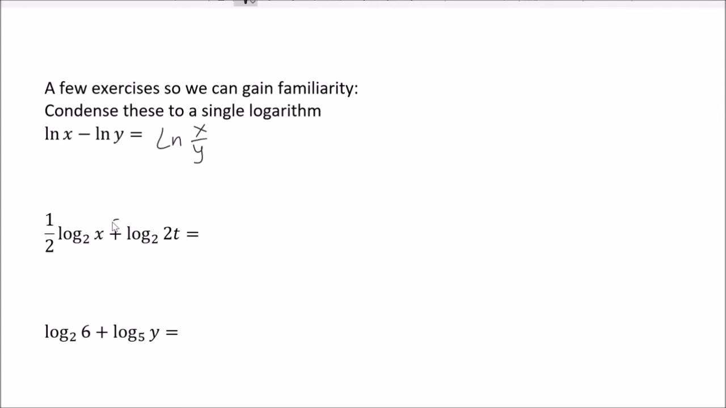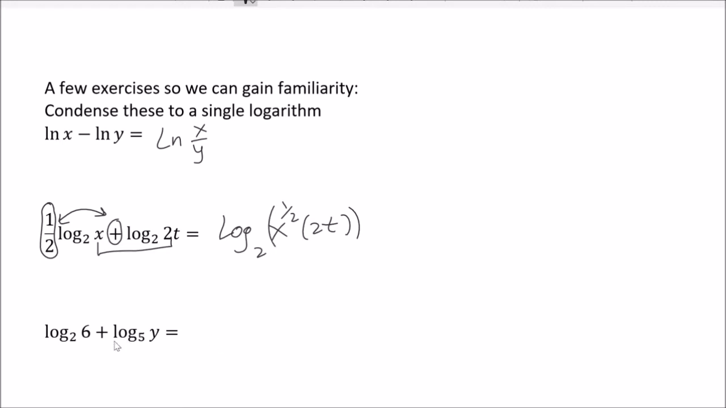What about this one? I see addition, so I know there was multiplication in there, and I see a number multiplied in front, and so we said we can drag exponents down. Well, we can also push exponents back up. So what I'm going to get then is log base 2 of x to the 1/2 power, because the 1/2 doesn't apply to the 2t. And then this addition says I can multiply this and that. So multiplied by 2t.